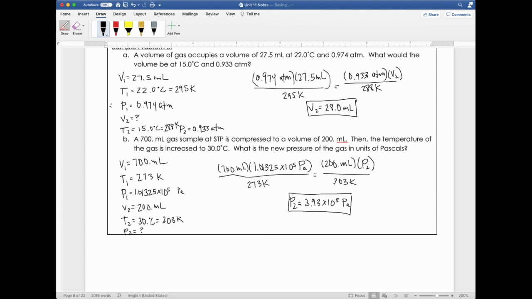So then we have our side equal to those values right there. We have this volume, 303 Kelvin, solve for pressure, and you should get 3.93 times 10 to the 5th pascals. Let's dive into Dalton's law of partial pressures next.